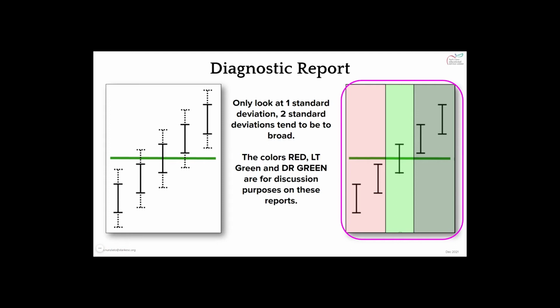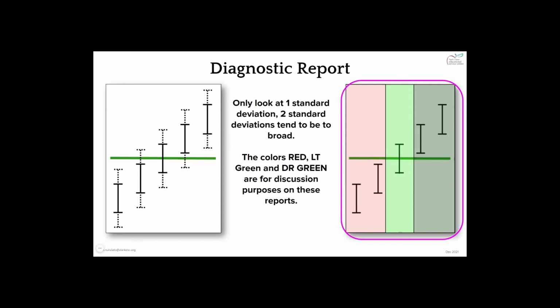When we look at the diagnostic reports, you see on the left, you have one standard deviation, which is a solid line, and then you have the dotted whiskers, which represent 2 standard deviations. Sometimes it's too hard or too broad to look at 2 standard deviations. So what we're going to look at is just the solid line or 1 standard deviation.